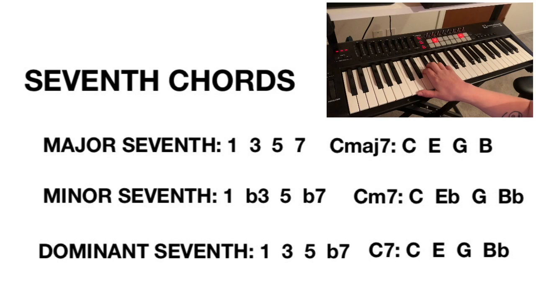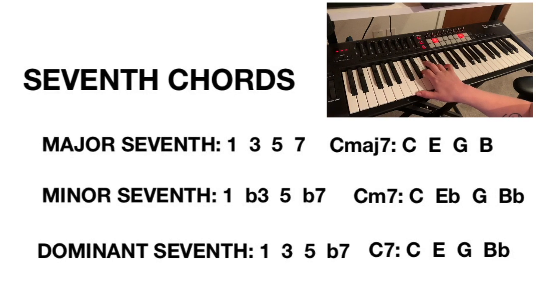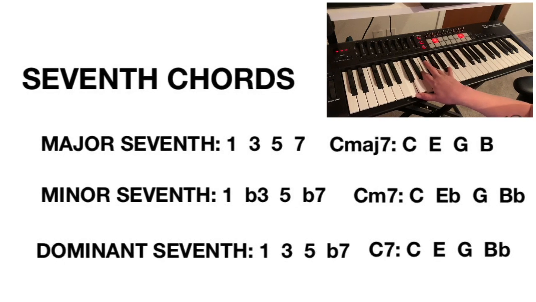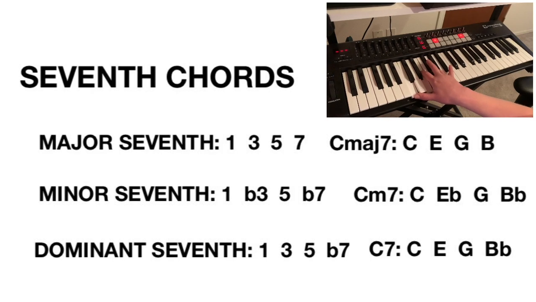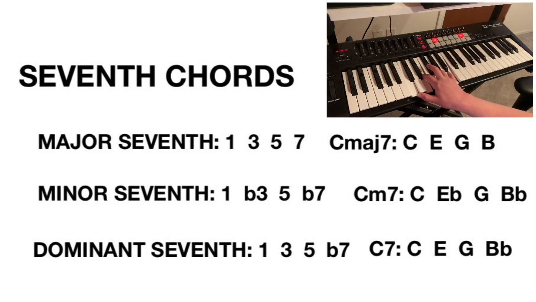The major seventh is basically just taking a major chord, like C, for example, and then adding the seventh note of that scale onto the end of it. So if C, E, and G are my first, third, and fifth, like a regular triad chord, my seventh note in the C scale is B, and it sounds a little bit more dreamy.